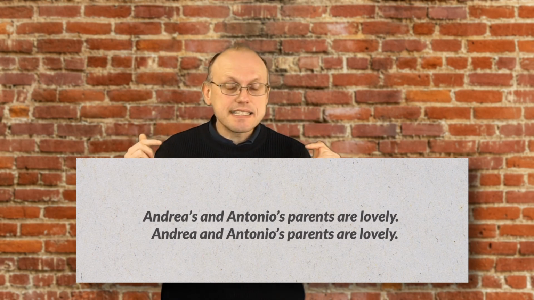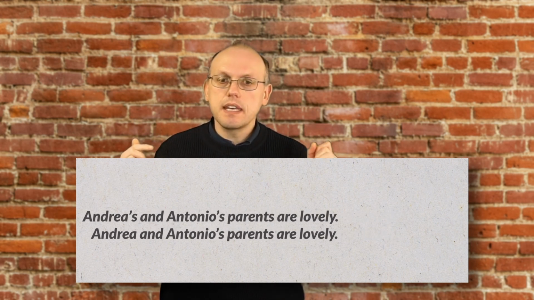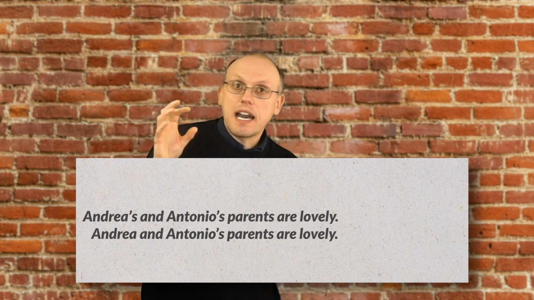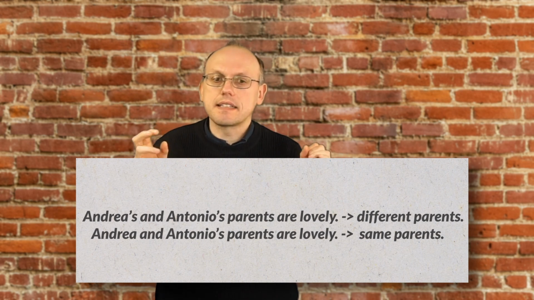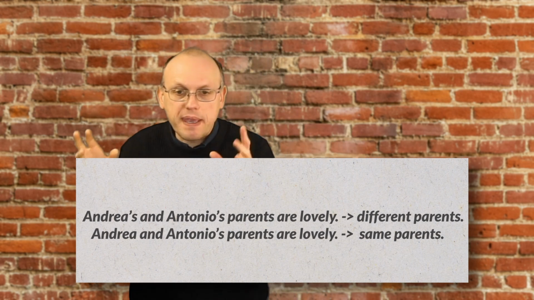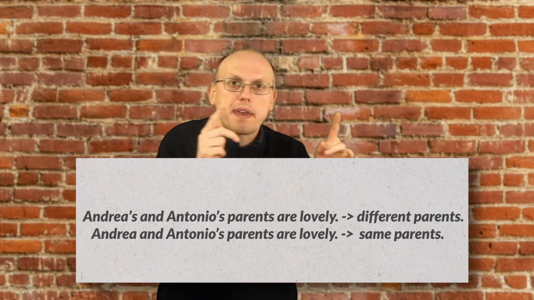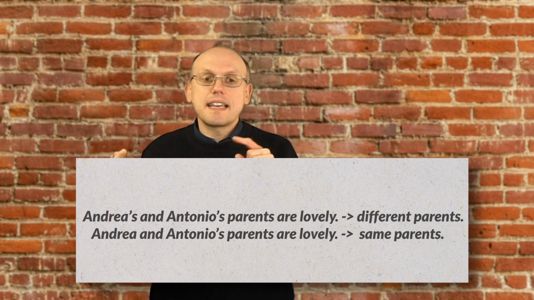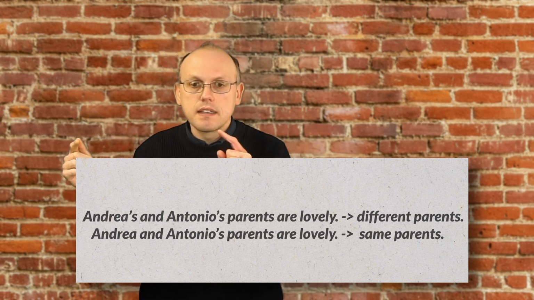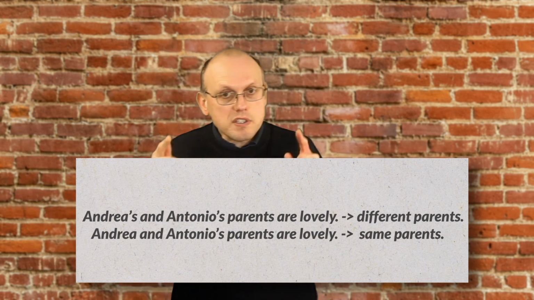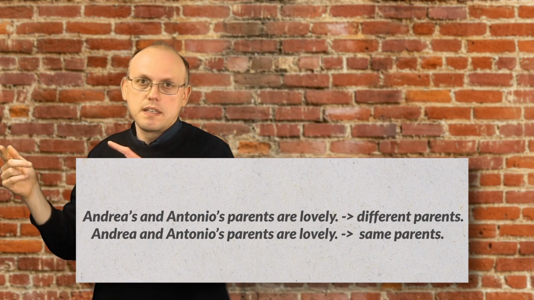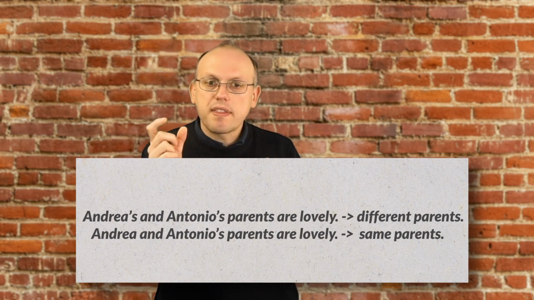In Andrea's and Antonio's parents are lovely, again, here I imply Andrea's parents and Antonio's parents are lovely. We've got different parents here. So when I say Andrea's and Antonio's parents are lovely, I'm talking about different parents, because I mean Andrea's parents and Antonio's parents are lovely. So parents is implied here with Andrea's.